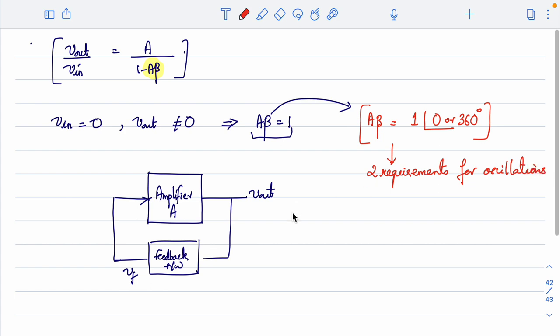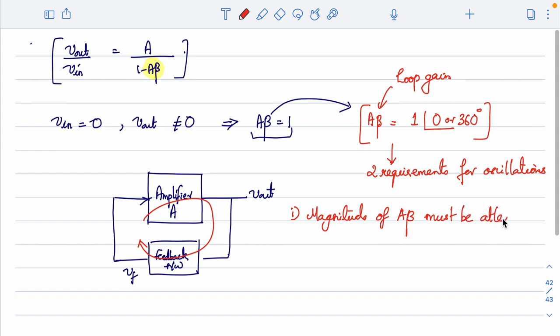These are two requirements for oscillations. One is the magnitude of this factor A beta. By the way, we call this A beta factor the loop gain, because when we go around this loop, the total gain of the loop is A into beta. So the condition is that the magnitude of A beta must be at least 1.